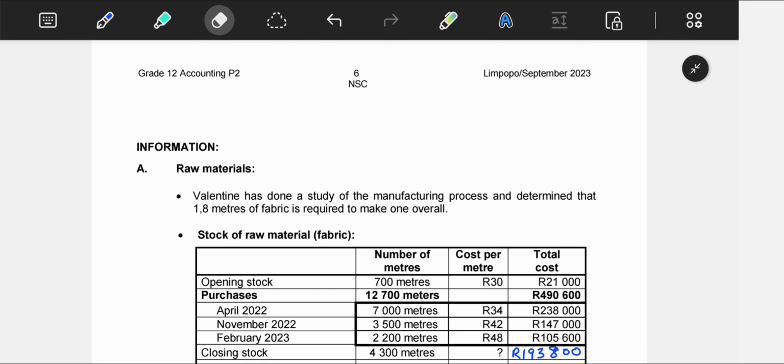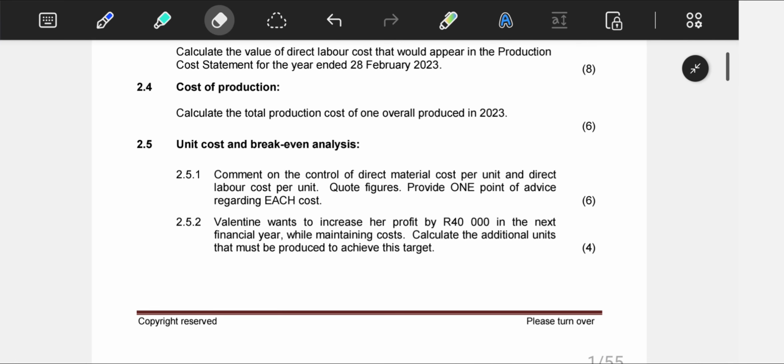Now, what is the next question? Comment on the control of direct material cost per unit and direct labor cost per unit. Quote figures. Provide one point for advice. When you comment, obviously, you're going to be comparing previous year and this year. Okay? So, let's go and check.